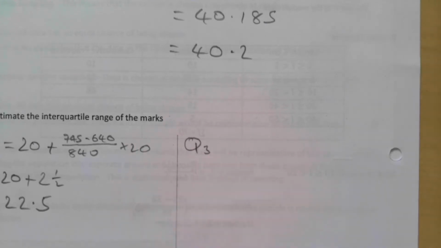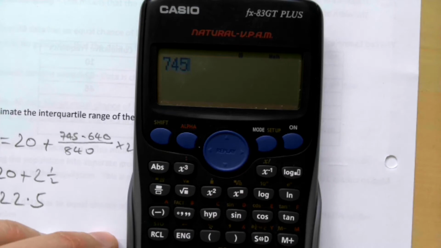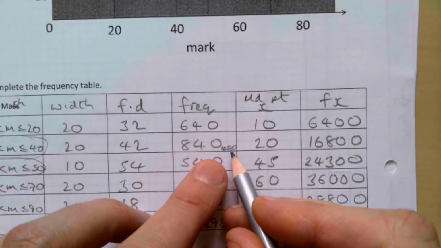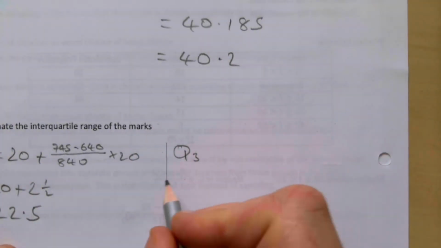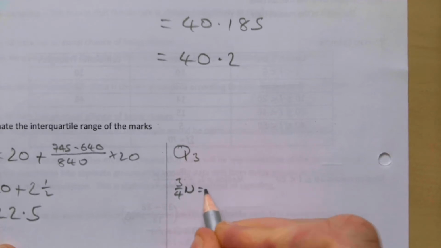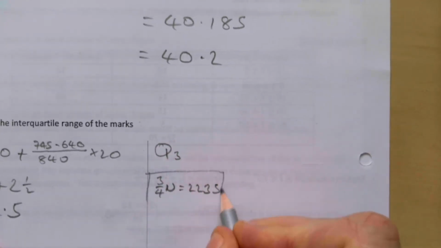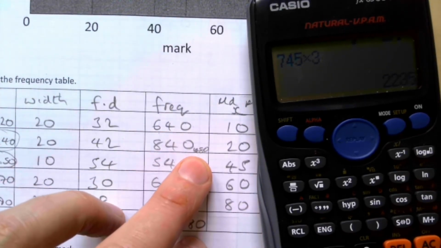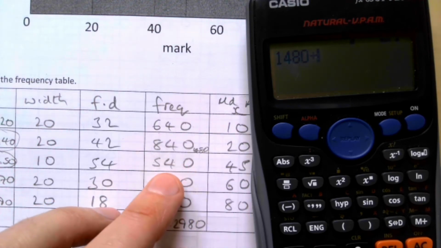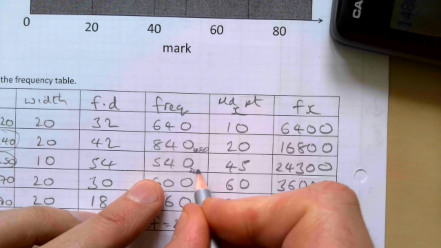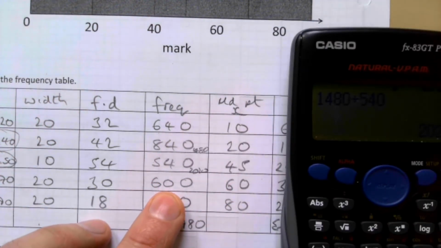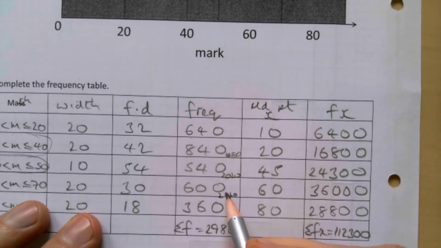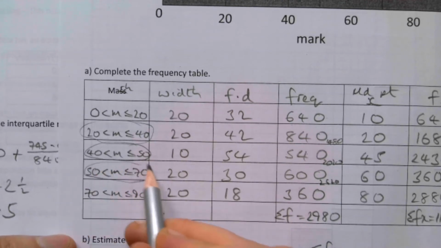We want 3/4 of the way through, so what's that going to be? Remember, 1/4 was 745, so times it by 3, and I'm looking for 2235. So let's do my cumulative frequency as I go up here. Keep that out separately. So where do we need to go to get the 2235? 640 plus 840 was 1480. 1480 plus 540 is 2020. And then obviously plus 600 is 2620. So the number I'm looking for, 2235, is in this group here. So my upper quartile group is going to be this one here.